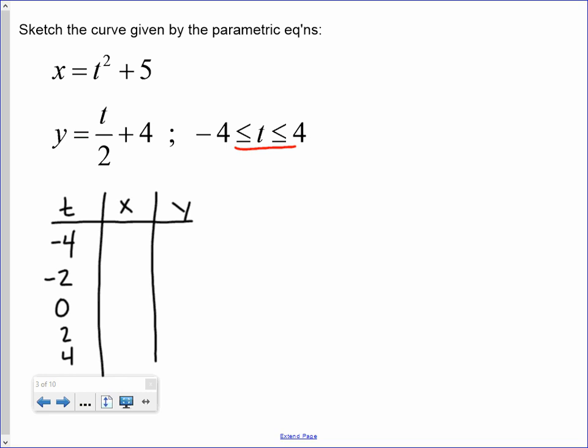Now, once you choose your t values, you plug them in for x, and then you plug them back in for y. So I'm going to start with all my x's. t squared plus 5. Negative 4 squared plus 5 is 16 plus 5, or 21. Negative 2 squared plus 5 is 4 plus 5, or 9. Then 0 squared plus 5, 2 squared plus 5, and 4 squared plus 5.